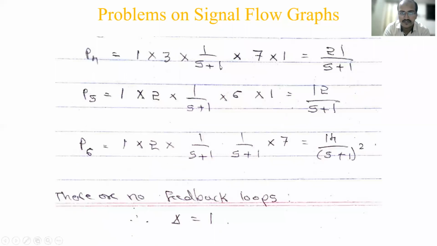See here, 1 into 3 into 1 by S plus 1, 7: 21 by S plus 1. Then 12 by S plus 1 and 14 by S plus 1 square. So there are no feedback loops. So the determinant value delta, as I told you, with no feedback loops, by default is 1, because the formula is 1 minus L1, L2 like that. So L1, L2 is 0. So it is 1.